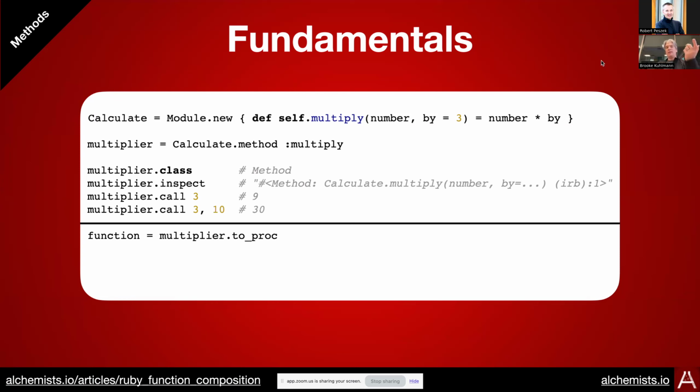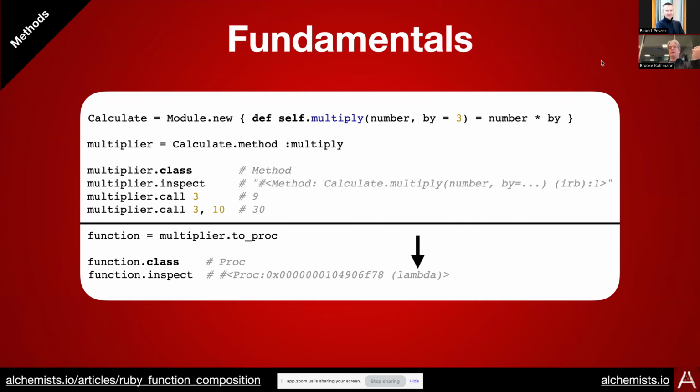Now, one key thing here that's important to note is that it's a method object, but if we wanted to turn it into a proc, we can actually cast it by using to_proc. And if we look at it, we'll see that it's a proc, but it's a special kind of proc. Once again, it's a lambda, because a method cares about its parameters, and so does a lambda. So we can't just get a proc back, that would actually lead to errors down the line. We need to have a type of proc, which is a lambda in this case.